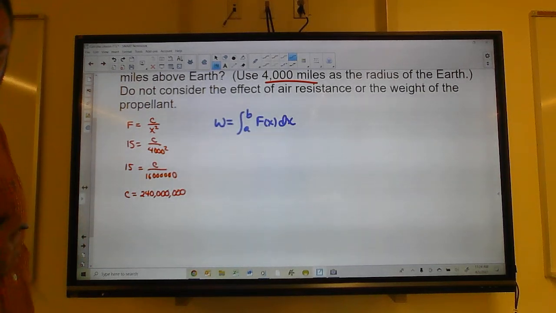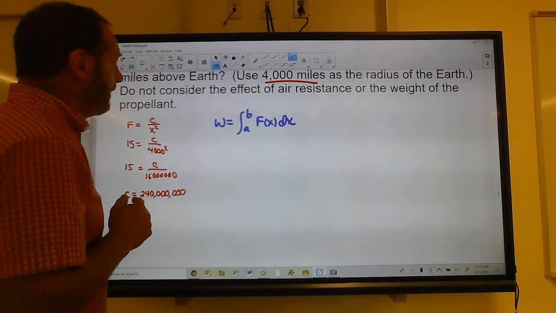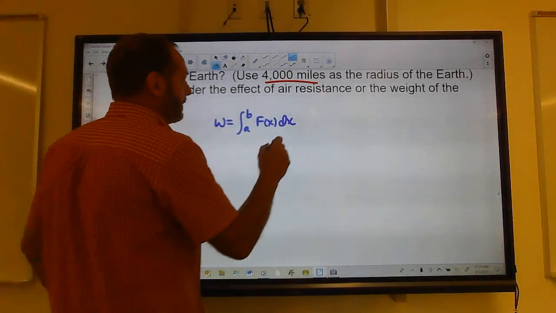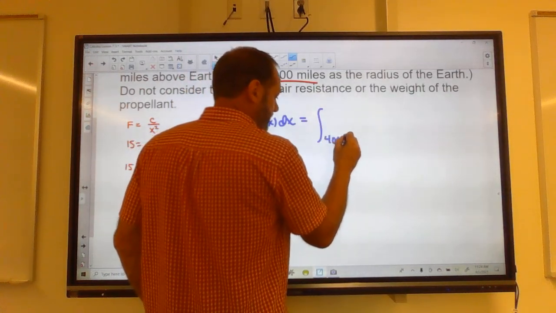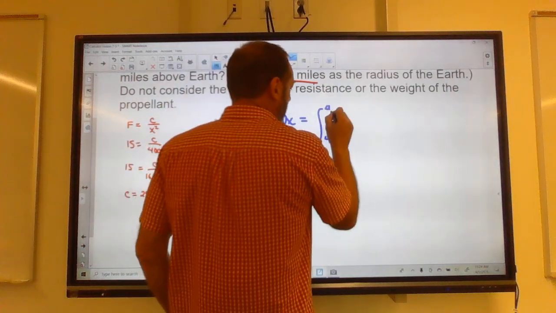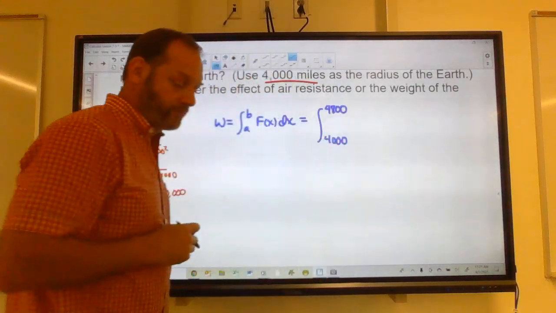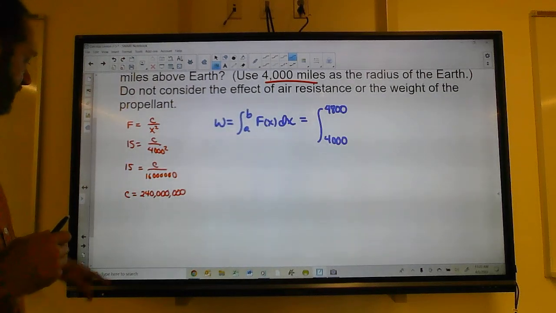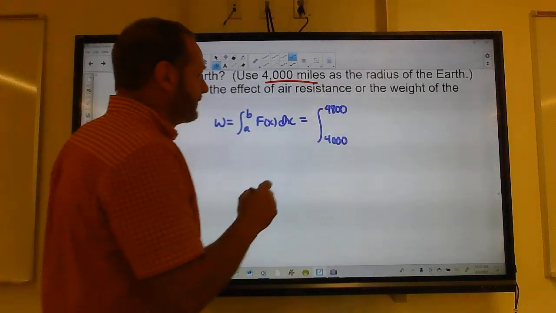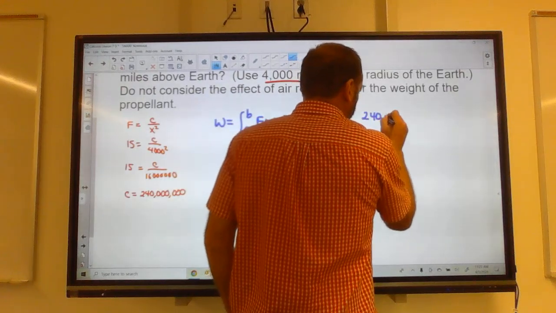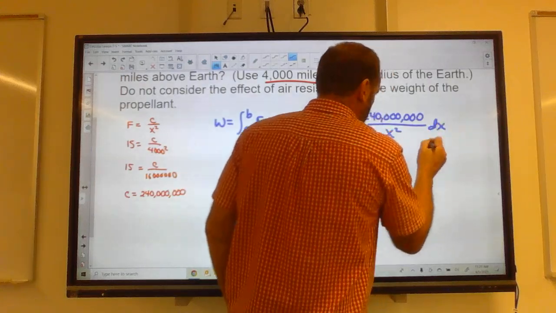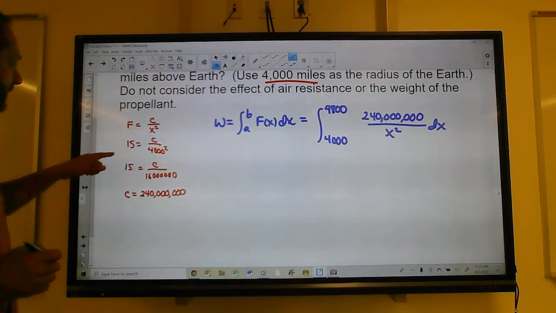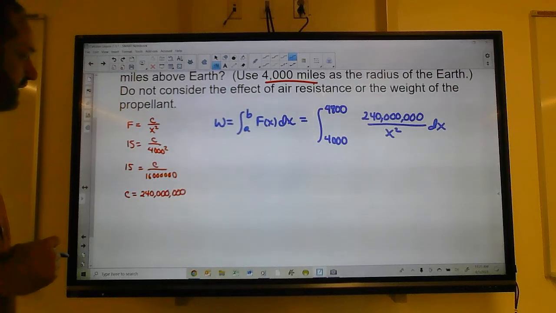So then my work, or my formula, is going to be, now if I want to put this thing 800 miles above the Earth, I need to find the integral from 4,000, because it's already 4,000 miles above the center of the Earth, to 4,800 miles. Okay, and since C was 240 million, this is going to be 240 million over x squared dx. Okay, here's my formula right here that I'm going to integrate. So I figured out the constant C.